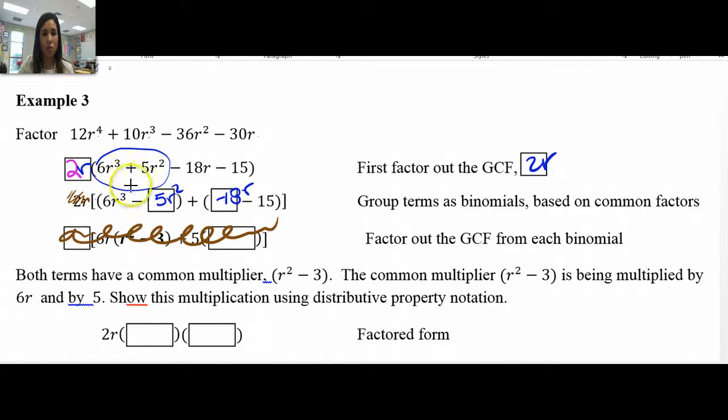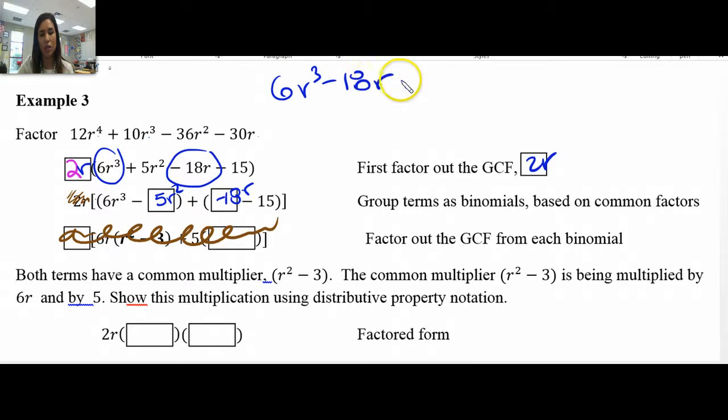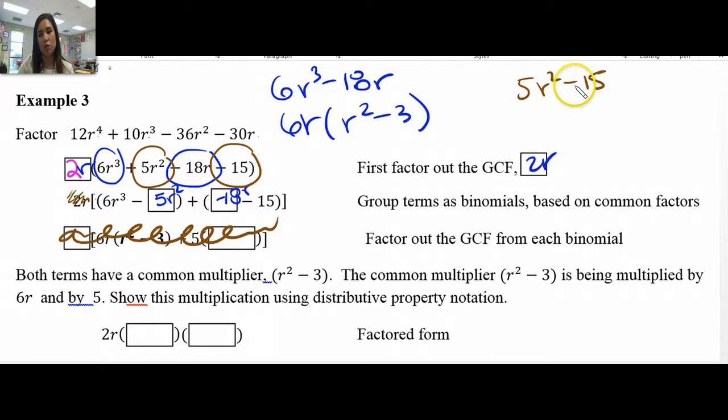I'm going to say, okay, well, let's try grouping then 6r cubed and minus 18r. So 6r cubed minus 18r. What do these have in common? Well, they have a 6 in common. They also have an r in common. And I would be left with r squared minus 3. Okay? And now I'm going to go ahead and try grouping these other two. So we're left with 5r squared minus 15. Right away, these have in common a 5. They don't have a variable, so just like that. And we'd be left with r squared minus 3. So now, did I end up with the same thing in parentheses? Yes, so I could go from here now.